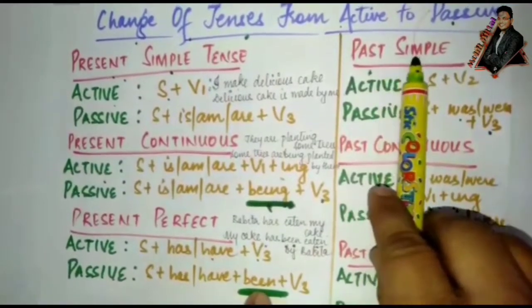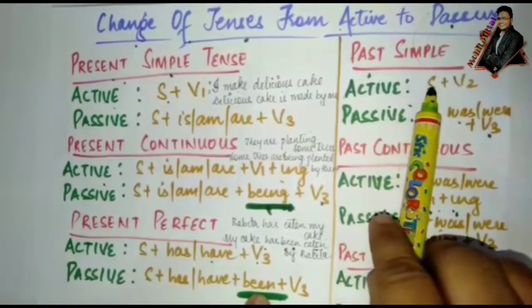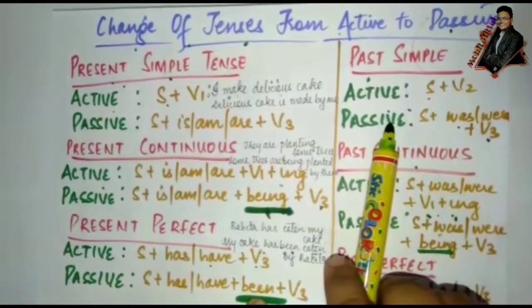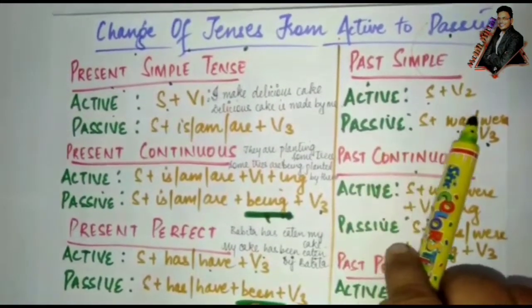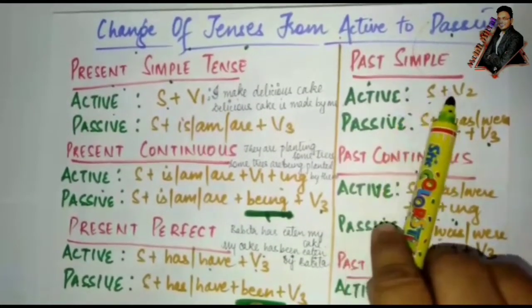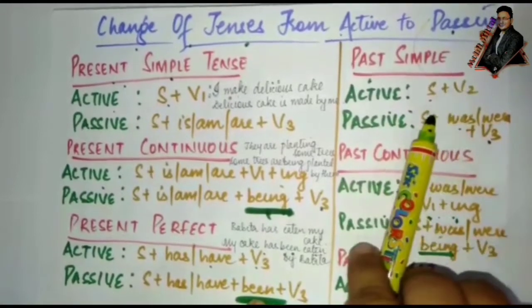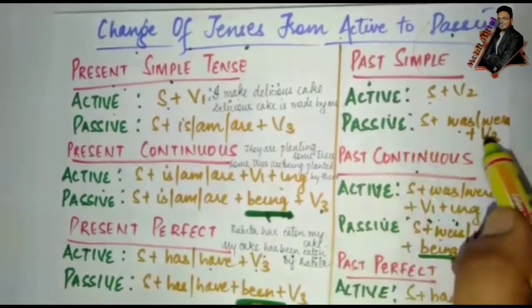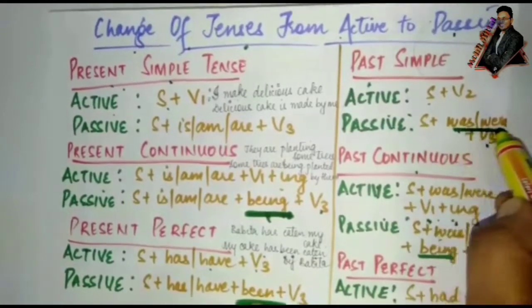Now past simple. Active voice: subject plus verb second form. And when we change it into passive voice: subject plus was/were plus third form of the verb. For example, I made the delicious cake. The delicious cake was made by me. See, in simple past we use was/were.